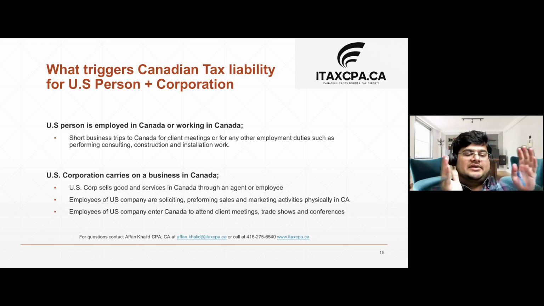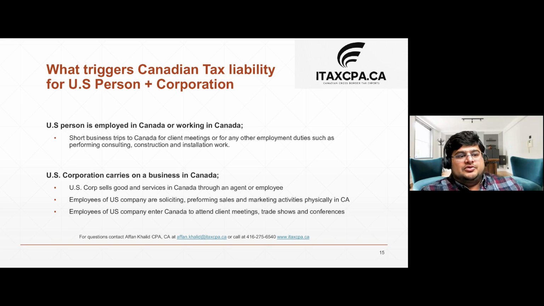Now, keep in mind that this slide is from an income tax perspective. I'm not talking about the customs and border and the tariffs, or the employees' cross-border mobility, or the GST, HST. Everything has different rules. This is strictly income tax. Okay.